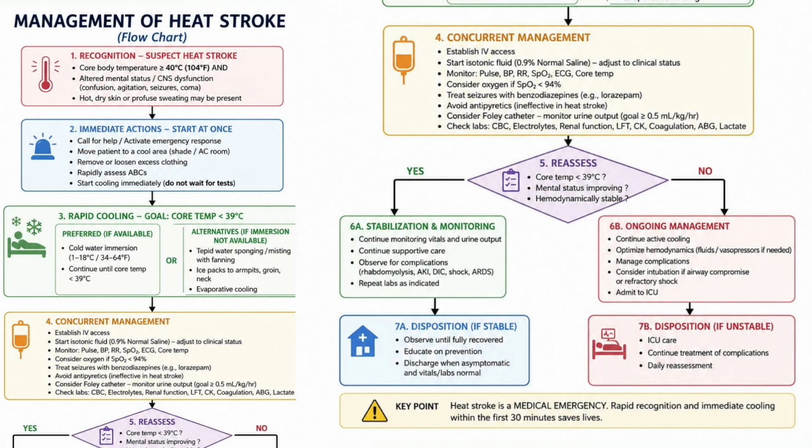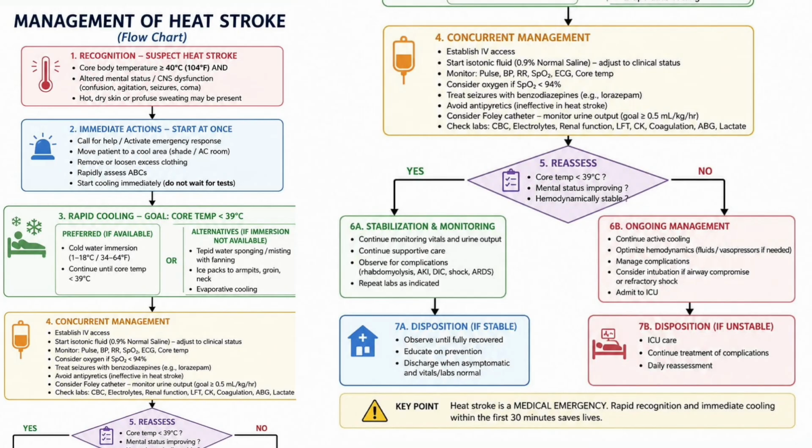So we need to take immediate action. Call for help and activate emergency response. Move the patient to a cool area. Then remove or loosen excess clothing. Rapidly assess the airway, breathing and circulation. Then start cooling immediately, like evaporative cooling. Rapid cooling is the goal, and the goal should be to bring the core temperature to less than 39 degrees Celsius. So cold water immersion and alternatives like tepid water sponging, ice packs in armpits, groin and neck, and evaporative cooling should be used.